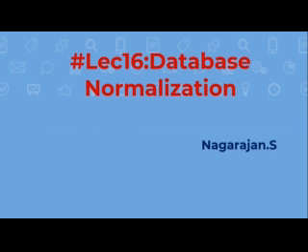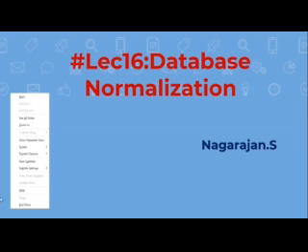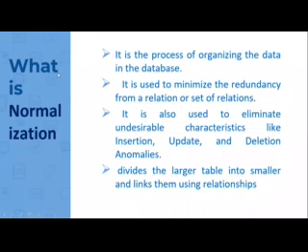So, database normalization. What is normalization? You can say it's the process of organizing data in a database. We need normalization because it is used to minimize redundancy from a relation or set of relations. Redundancy means repeated data. For example, a person's phone number appearing twice, which we don't want. So we can remove the repeated information here.